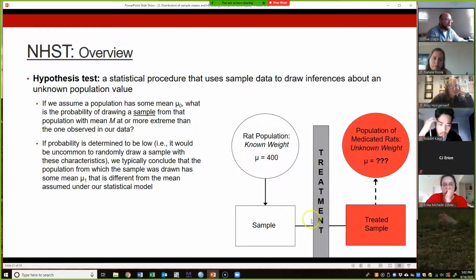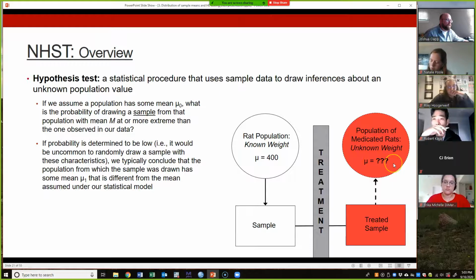This has now gone from a sample of rats of a known population. Now these rats represent a different population, right? These treated rats represent a hypothetical population, as Erica noted before, of medicated rats. Now, we don't know what the weight of this hypothetical population of medicated rats is, right? It's some value. But what we're trying to do is get some information about the expected weight of this medicated population of rats based on the treated sample that I've collected here. Okay, this is an unknown.